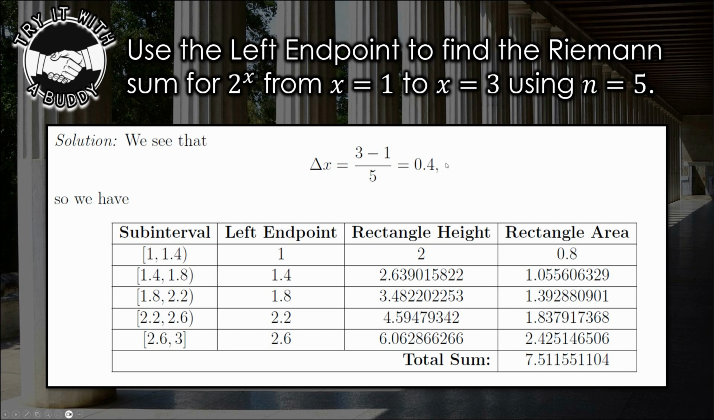And you'll find the area, right? Base times height. The base for each one is 0.4, and you'll be multiplying that by the height, so 0.4 times 2 is 0.8. 0.4 times 2 blah, blah, blah, is blah, blah, blah, and so on. Adding all these up gives you an area of about 7.51. Not bad. Not bad at all.